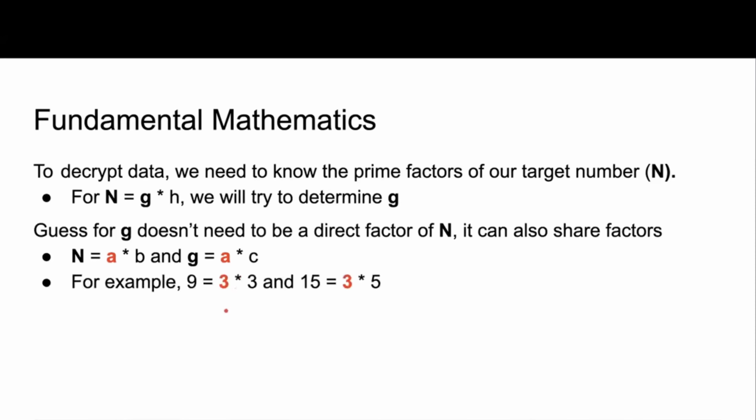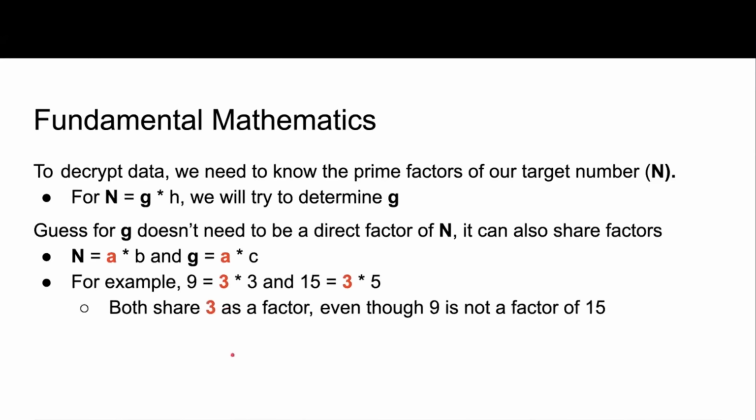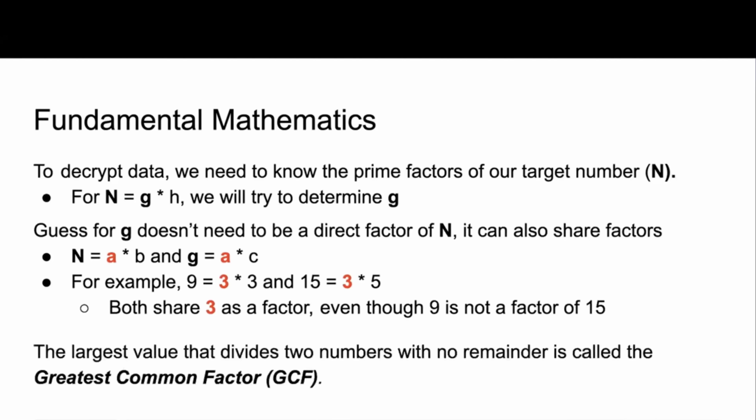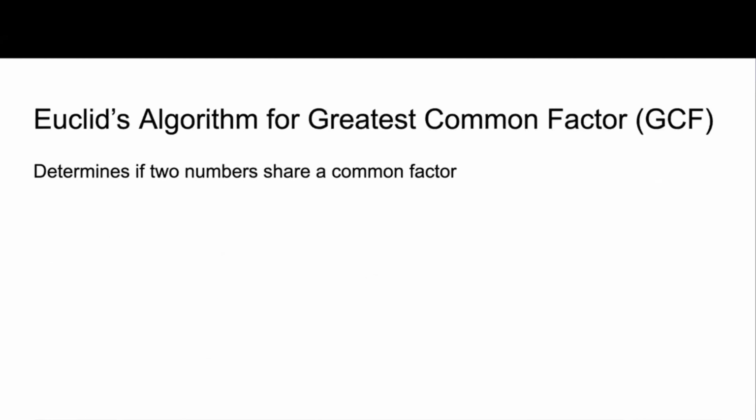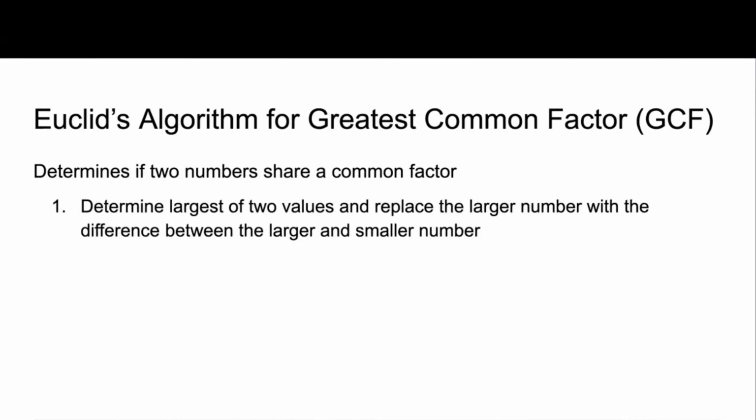For example, we can have 9 equal to 3 times 3 and 15 equal to 3 times 5. They both share a factor of 3, even though 9 is not a direct factor of 15. The largest value that divides two numbers with no remainder is called the greatest common factor. We'll call this the GCF. Euclid's algorithm can help us to determine a greatest common factor for two values. When we use it, it helps us determine if these two values share a factor.